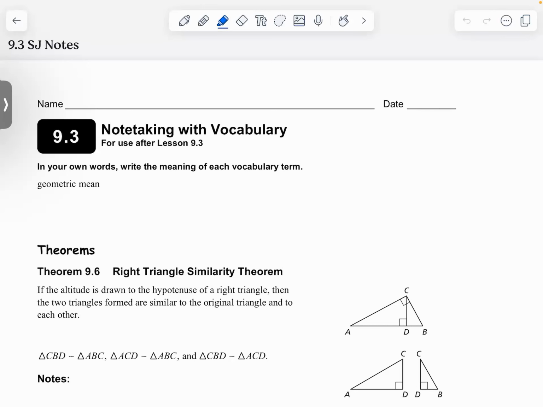We need to be at page 254. Are we good? Yeah. It just magically turned purple.